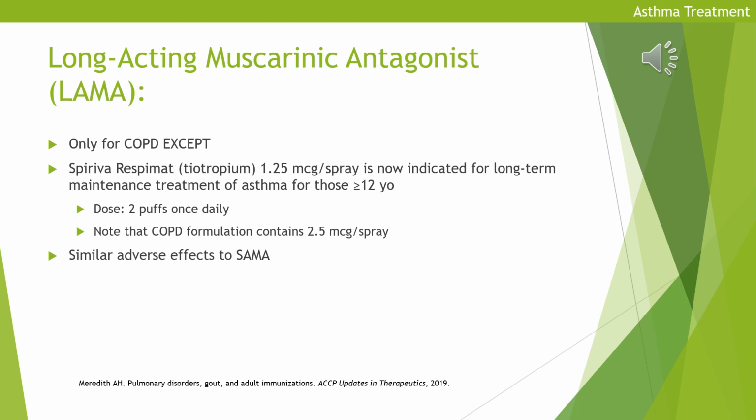The counterpart to the short-acting muscarinic antagonists are the long-acting muscarinic antagonists. These are typically only used for COPD, except recently Spiriva Respimat or tiotropium became indicated for long-term maintenance treatment of asthma for those over the age of 12, and they have similar adverse effects compared to the short-acting muscarinic antagonists.